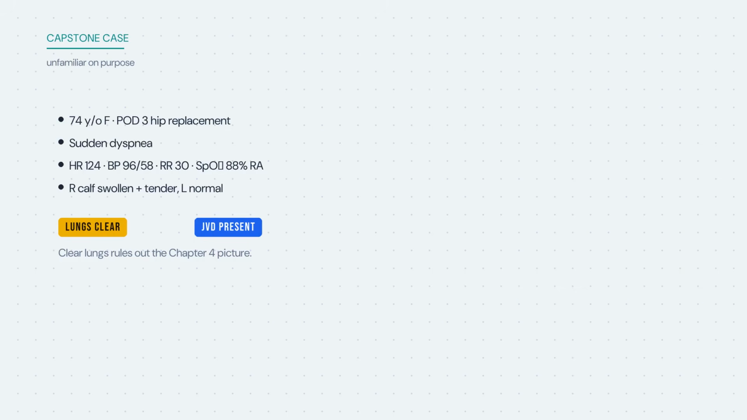A 74-year-old woman, 3 days after a hip replacement, suddenly cannot catch her breath. Heart rate 124, blood pressure 96/58, respiratory rate 30, oxygen saturation 88% on room air. Her right calf is swollen and tender, the left is not. Her lungs are clear, her neck veins are distended. Take a moment with that, because notice what this is not. Clear lungs rules out the picture we built in Chapter 4.